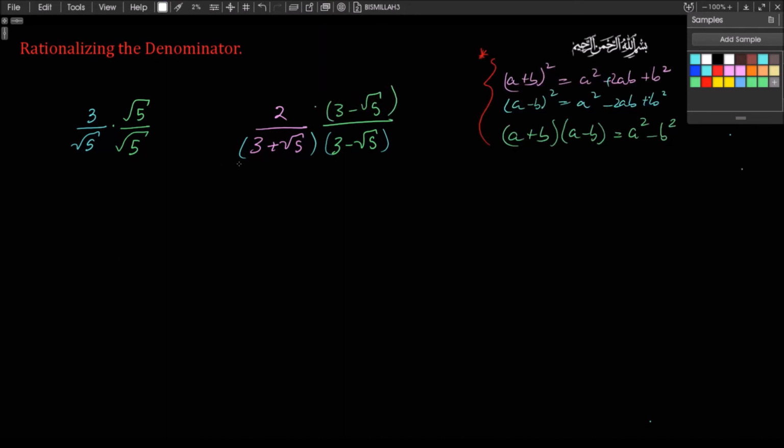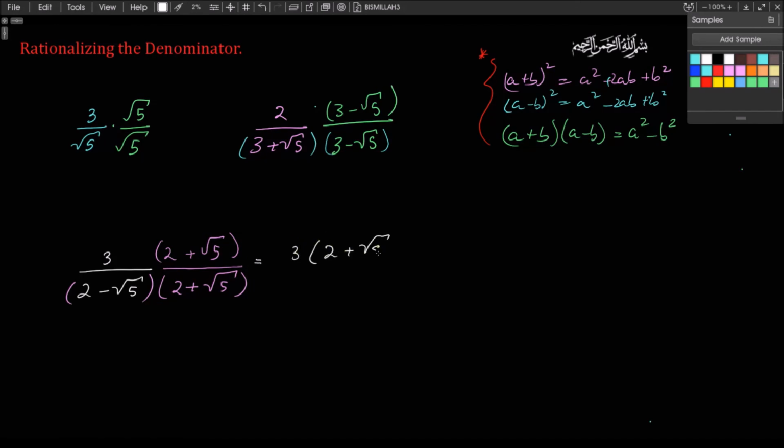To finish off here, I'd like to do another example of the second type of problem. Let's say you had this problem, 3 over 2 minus square root of 5. In order to rationalize the denominator here, you would have to multiply the numerator and the denominator by the conjugate, which is 2 plus square root of 5 like this. The numerator will be 3 times the quantity 2 plus square root of 5. And the denominator would be a squared minus b squared like this. In this case, it would be 2 squared minus b, in this case, is square root of 5 squared.